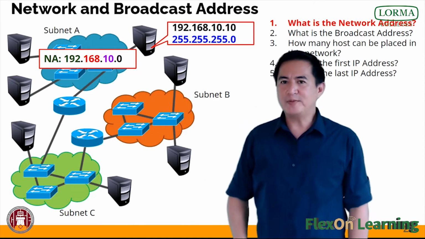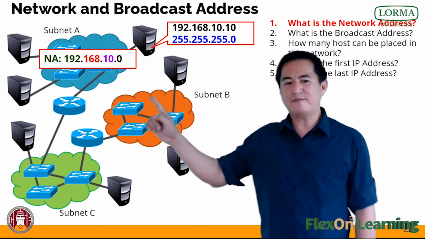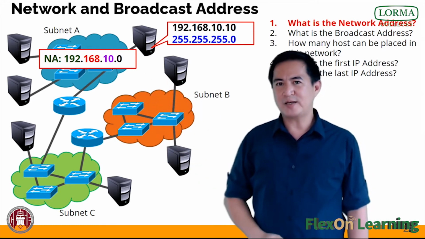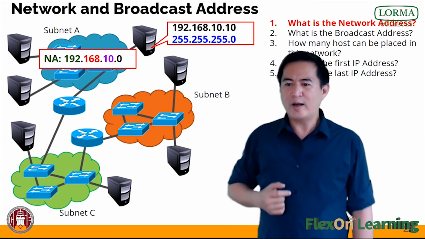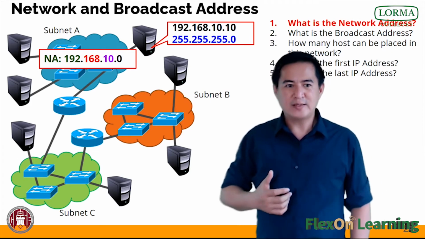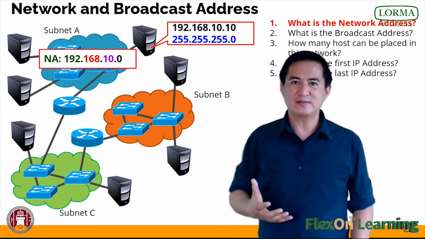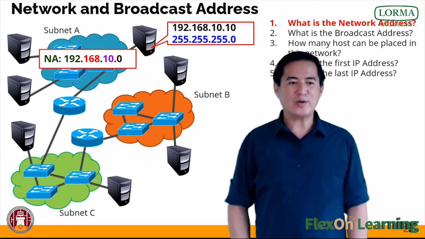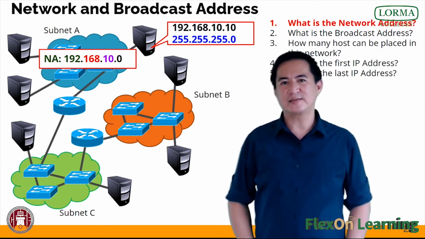So we have solved the network address. That means every computer in this blue subnet A will have a network address of 192.168.10.0. That basically identifies to which network you belong. So the next question is, what is the broadcast?